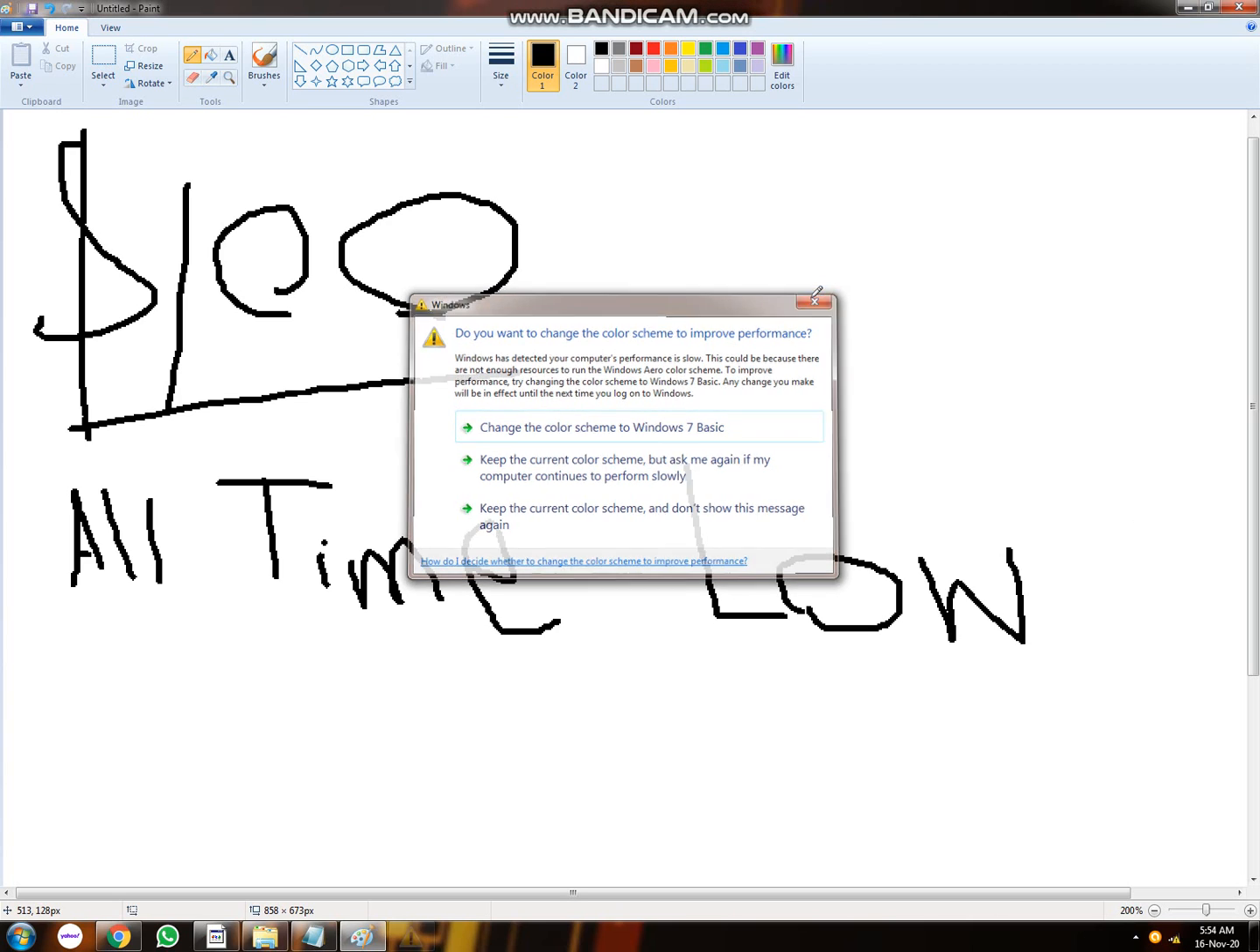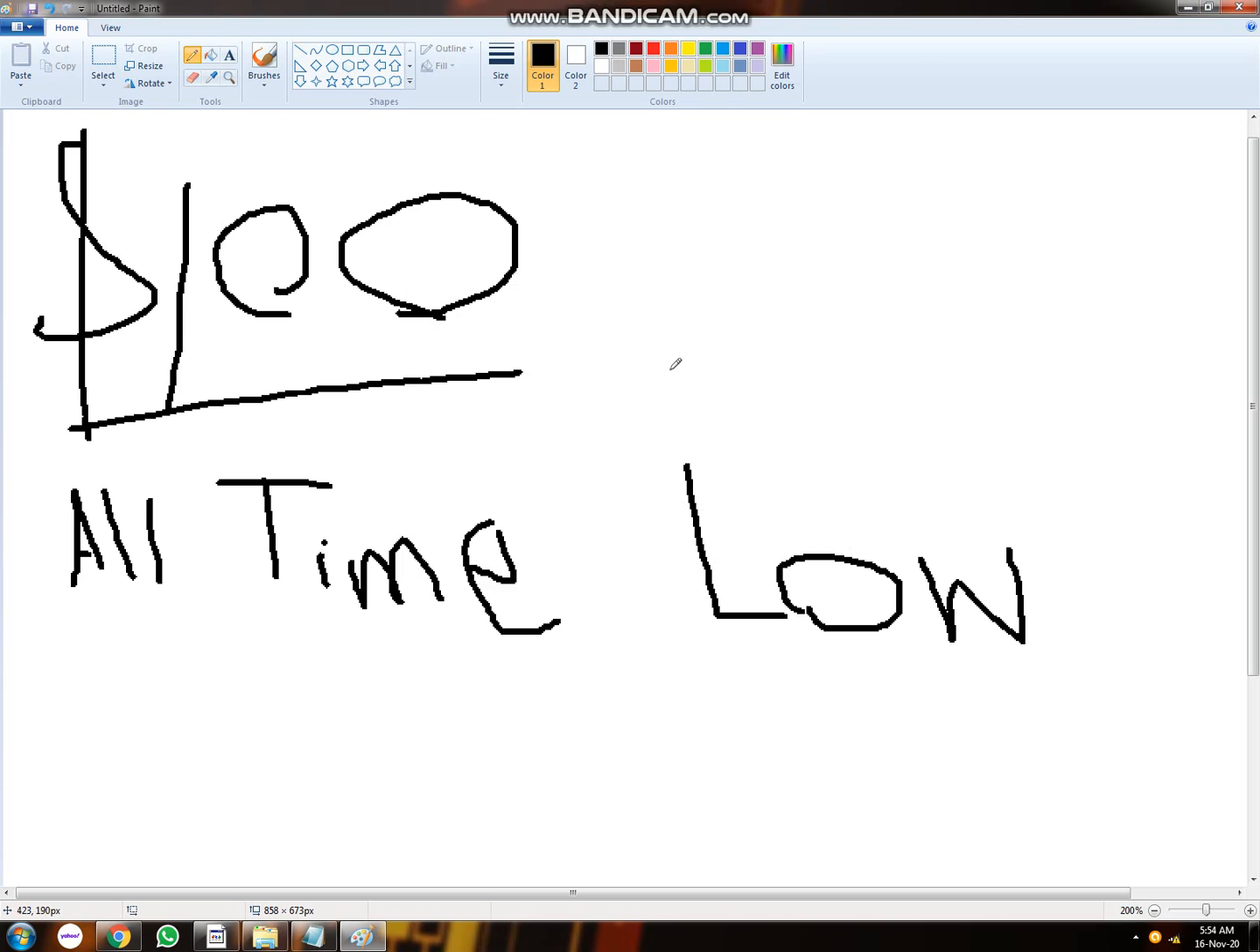Another thing is that I said all time low, and also all time high: never buy when the stock is at its peak. By looking at its graph, you will recognize what is its all time low and all time high. You'll definitely recognize it. So never buy a stock at its peak point, when it's at its higher level. Buy when it is at its correction, like this.